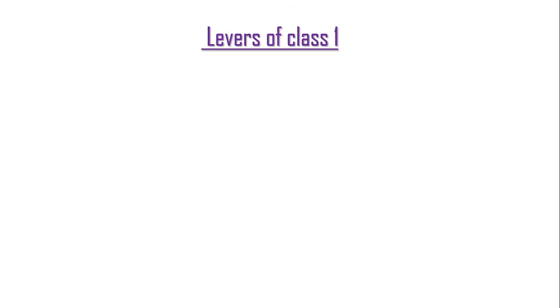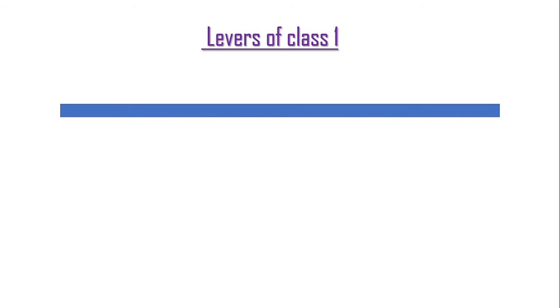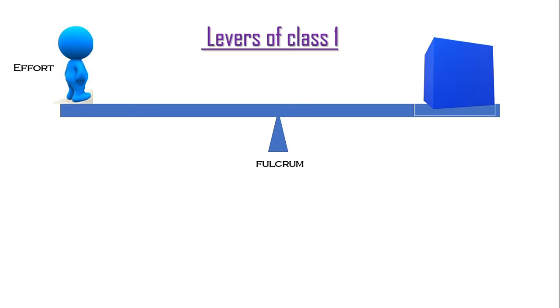Alright. So lever of class 1. So lever is basically a rod that rotates at a fixed point called a fulcrum. Okay. Now when the fulcrum is in the center and load is at one end and effort is on the other end, such kind of an arrangement is called as a lever of class 1. Alright. So when fulcrum is in center, it is called as lever of class 1.